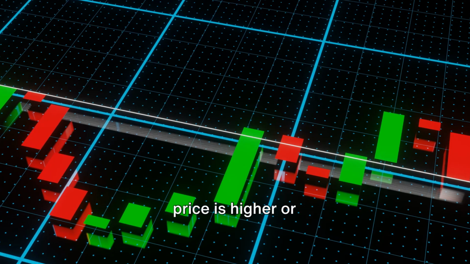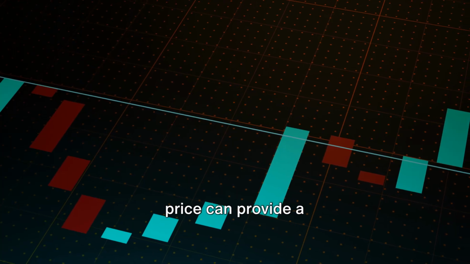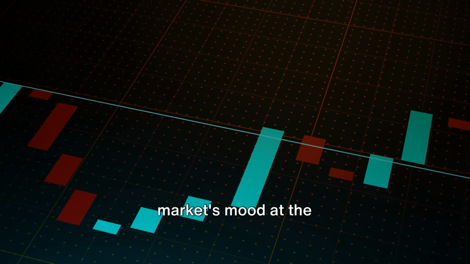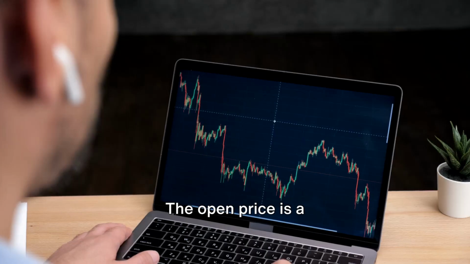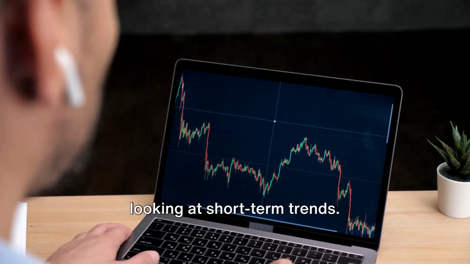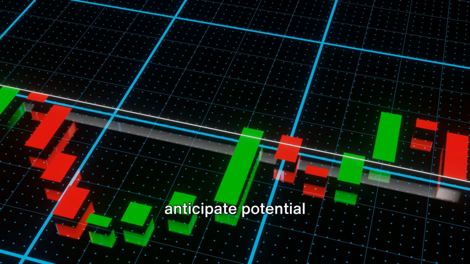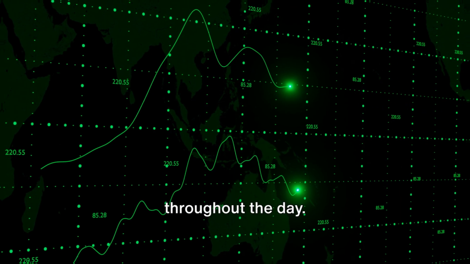Whether the opening price is higher or lower than the previous closing price can provide a glimpse of the market's mood at the start of the day. The open price is a key piece of information for day traders and those looking at short-term trends. Understanding this can help you anticipate potential price movements throughout the day.